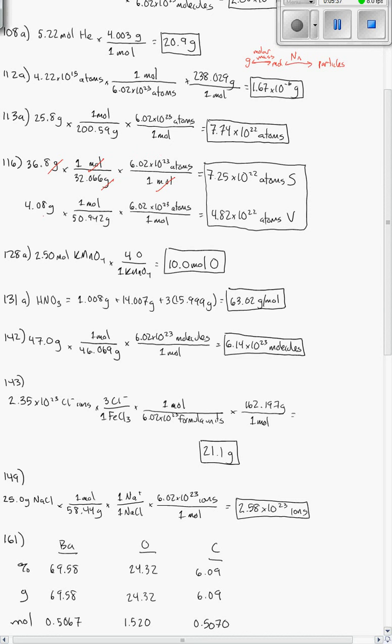Okay, we do the same thing with our vanadium. We start off with 4.08 grams, multiply by molar mass to cancel out grams, and then multiply by Avogadro's number to cancel out moles. If you play your cards right, if you keep track of your conversion factors and know what you need to cancel out, you should end up with the right answer here.